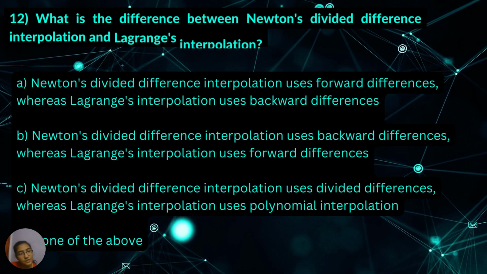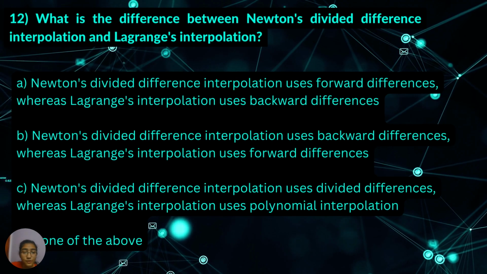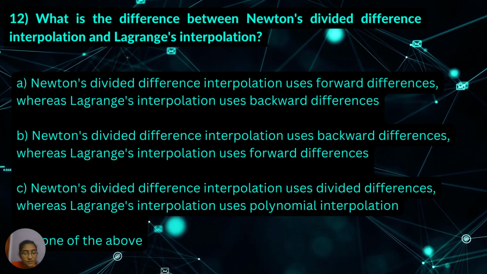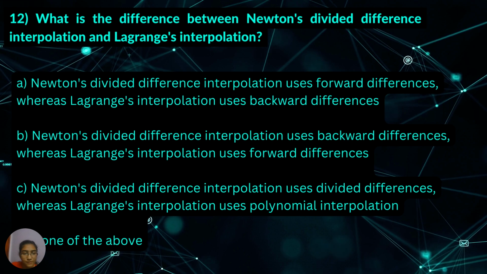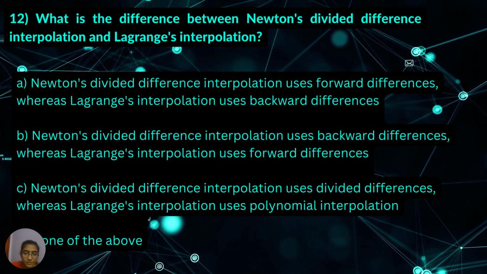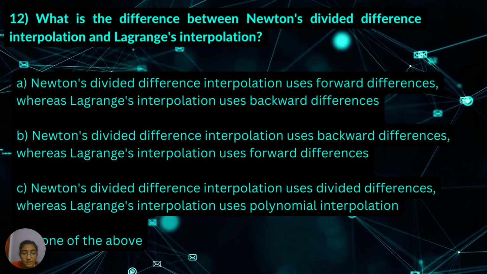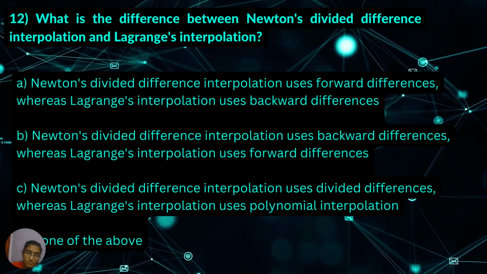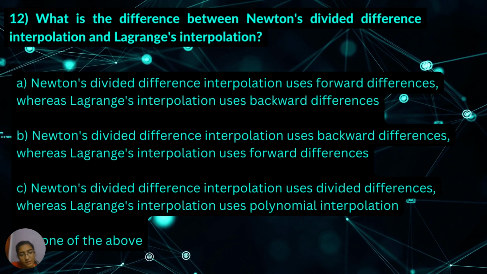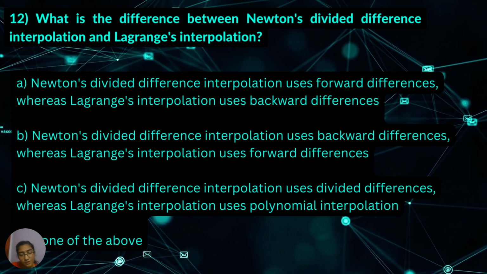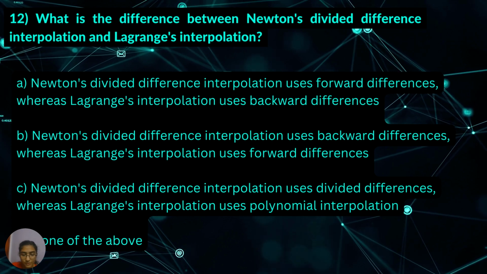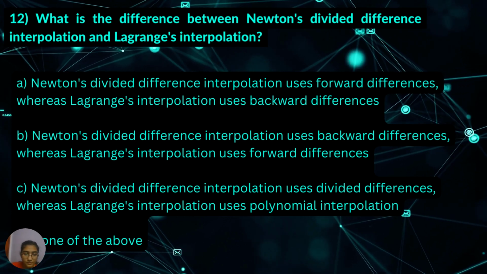So next question number 12 is, what is the difference between Newton divided difference interpolation and Lagrange interpolation? A. Newton divided difference interpolation uses forward differences, whereas Lagrange interpolation uses backward differences. B. Newton's divided difference interpolation uses backward differences, whereas Lagrange interpolation uses forward differences. C. Newton divided difference interpolation uses divided differences, whereas Lagrange interpolation uses polynomial interpolation. Or D. None of the above.